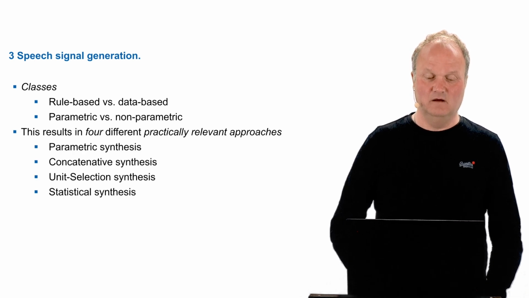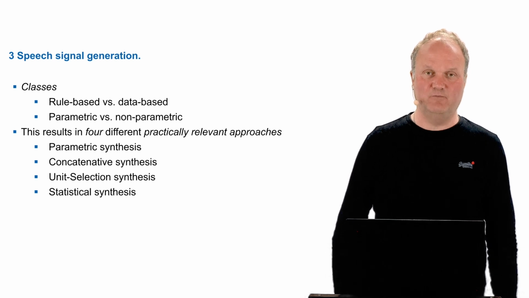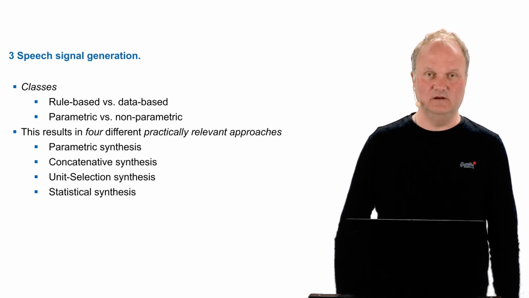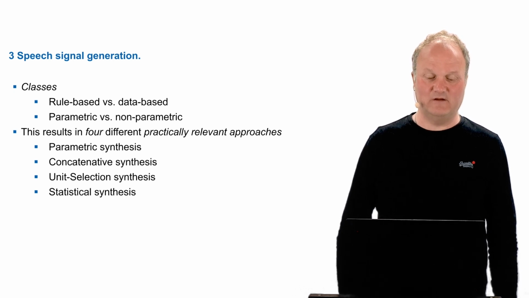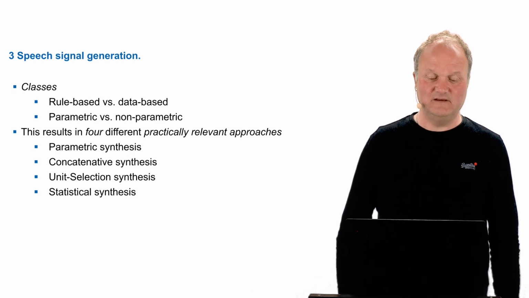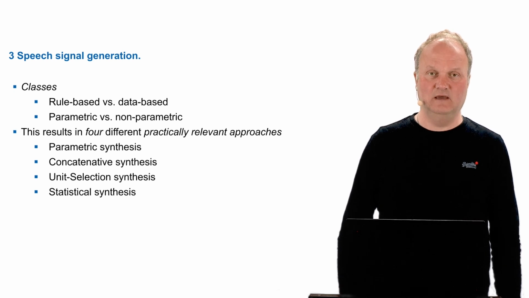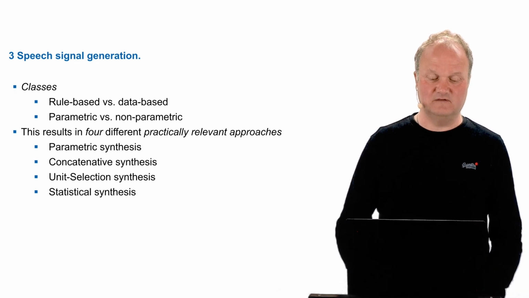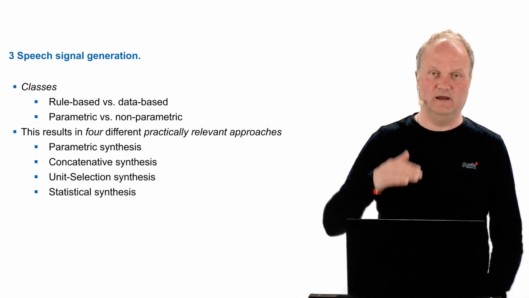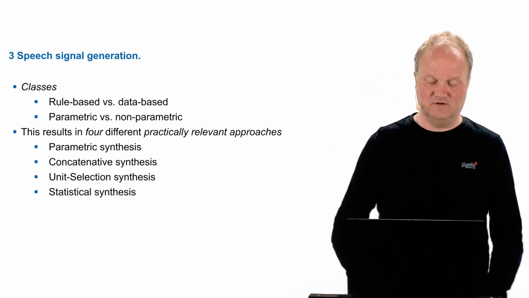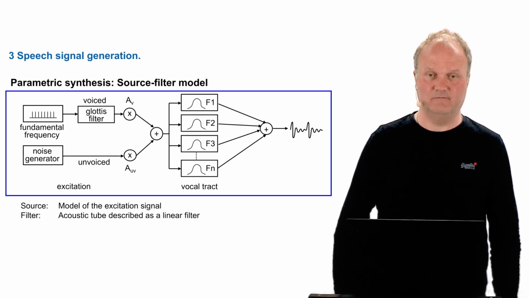And in summary, 4 approaches have proven to be practically relevant and are still in use for generating speech signals. These are the so-called parametric synthesis, the concatenative synthesis, which comes with a decent flavor of unit selection synthesis, and several approaches to statistical synthesis. In the following, I would like to shed some light on these 4 main approaches, which are organized in the way they have been introduced in history. So we will start with the oldest one, which is the parametric synthesizer.